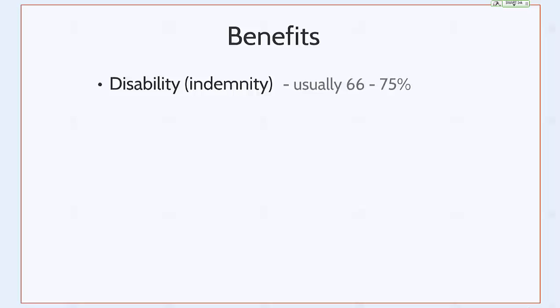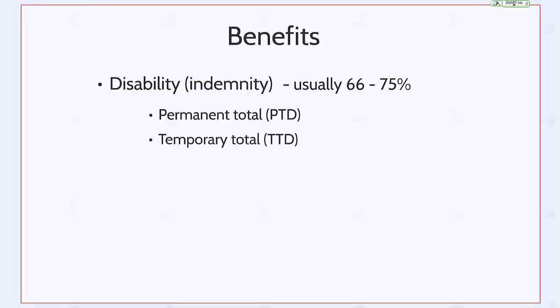And finally, benefits. First, there's disability, which is often termed indemnity benefits, and there are different kinds of disability benefits. These are usually between 66 and 75% of the employee's pre-injury wage. There is permanent total disability, which is the most significant, and then temporary total disability, which means that you are temporarily disabled, but you're not able to work at all.